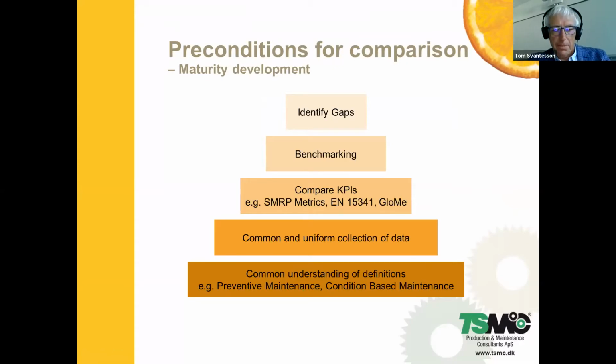We need to have a common understanding, and then we need to have a common and uniform collection of the data. And then we can pick some of the KPIs. We can pick some KPIs from the SMRP metrics, which is the North American Maintenance Society. We can pick from the European standard 15341, and there will be a document called GLOMI, which is the commonality of these two systems, the SMRP and the EN. And then we are at the top of the pyramid.